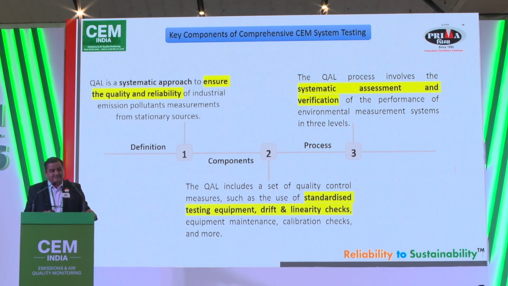So what will QAL 1 give you? It ensures quality and reliability: standardized testing of components, equipment drift and reliability checks. These are basically the SOPs, the operating procedures, and by testing them you ensure that. Systematic assessment and verification as per the standard which has been defined and worked on for more than 100 years by European or American countries, those who have been using CEMS for many years.